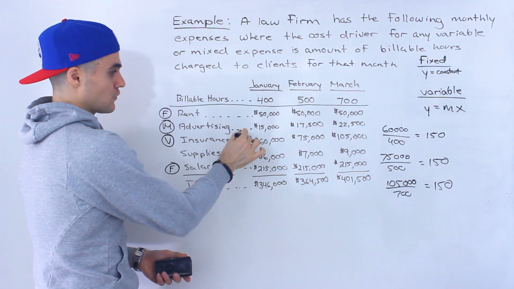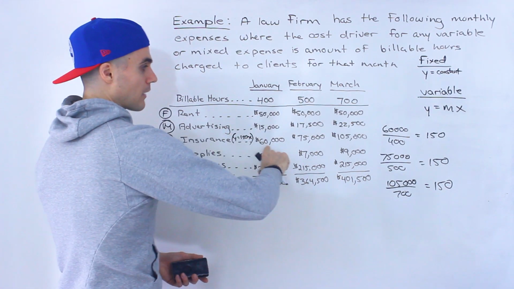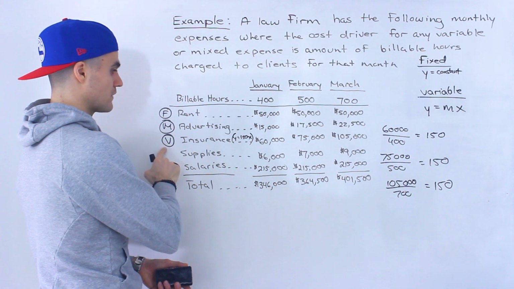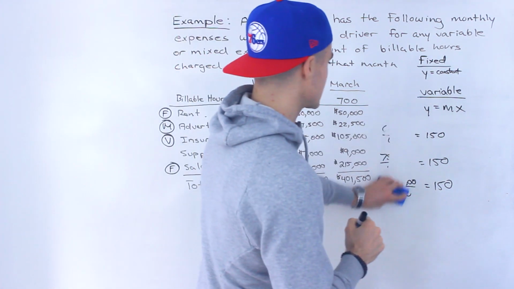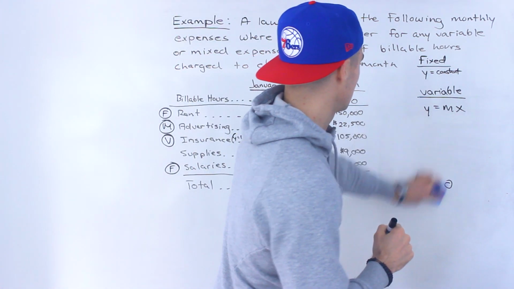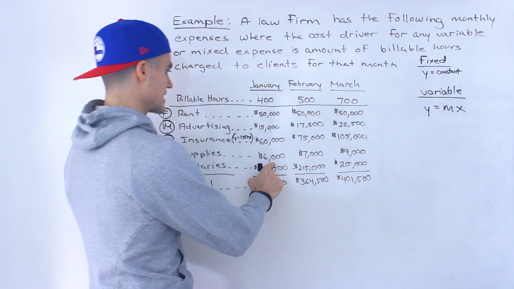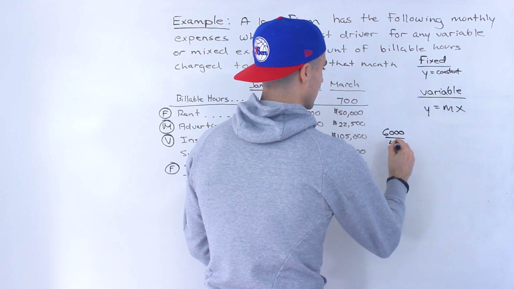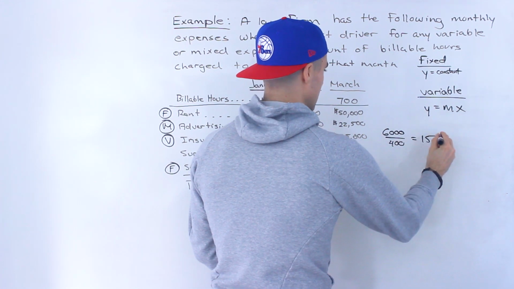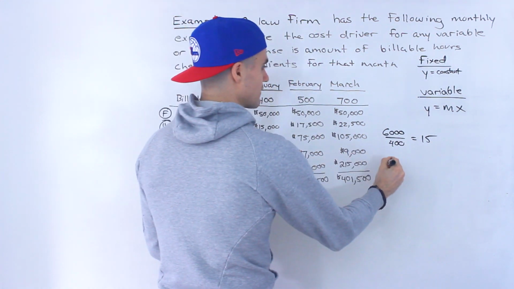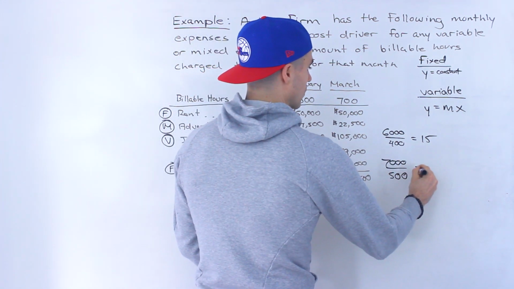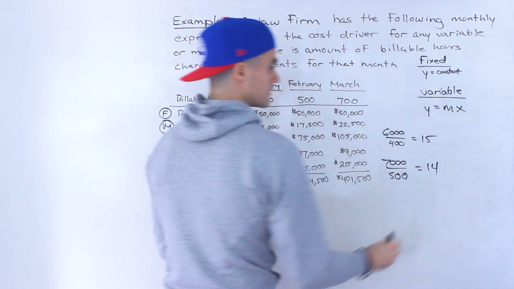And then if you take this formula and you use it with these billable hours, you would get these numbers. All right, so the insurance is a variable cost. Now the supplies, let's do that same test. So the supplies, if we take 6,000 divided by 400, we're going to get 15. Then if we take 7,000 divided by 500, we're going to get 14.